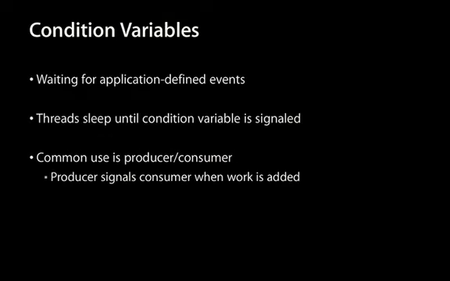So let's talk about condition variables. What are condition variables? Well, this is the very POSIX pthread way of waiting for events. And in fact, they're not just waiting for any events, they're application-defined events, and only application-defined events. And the thread goes to sleep until the condition variable is signaled. Its most common use is creating simple producer-consumer models. Sometimes it's a set of consumers, but more often than not, it's a set of producers and one consumer. The producer signals the consumer when work is added.